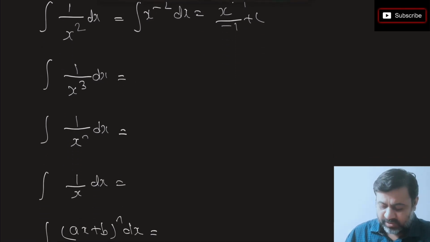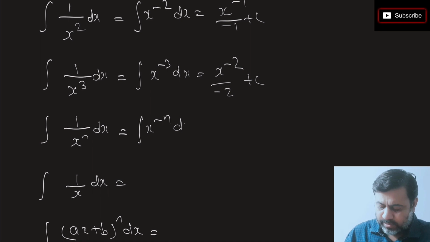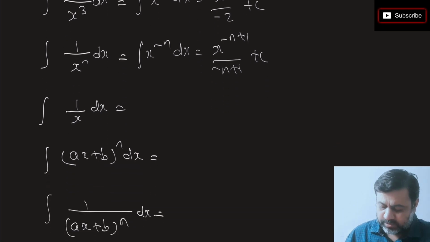x cube, I do the same thing. First thing I do here is, I just say x power minus 3 dx, and now I apply the formula, minus 3 plus 1 will be minus 2, so x power minus 2 upon minus 2 plus c. 1 by x power n, same thing I do, x power minus n dx, so we get x power minus n plus 1 by minus n plus 1 plus c.